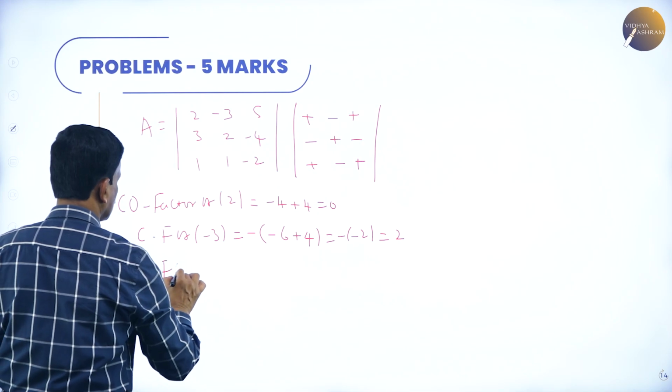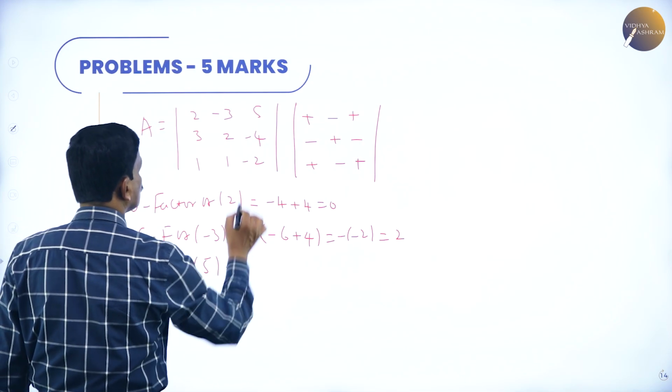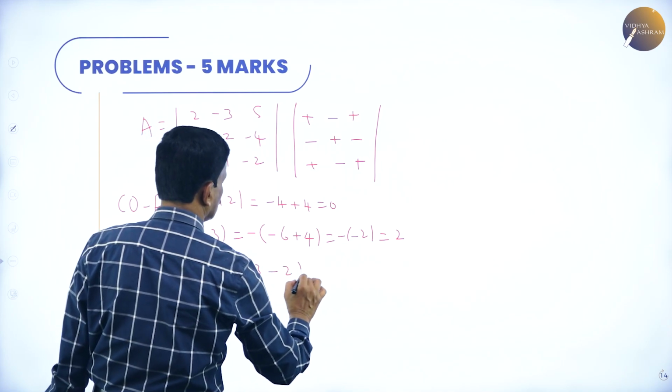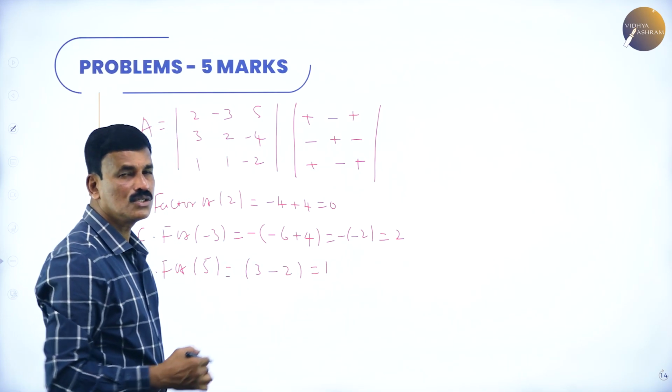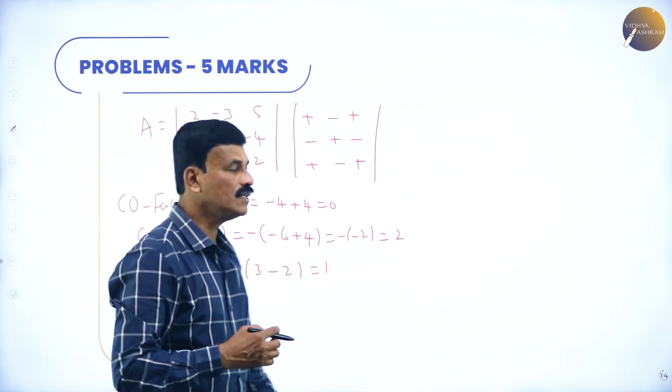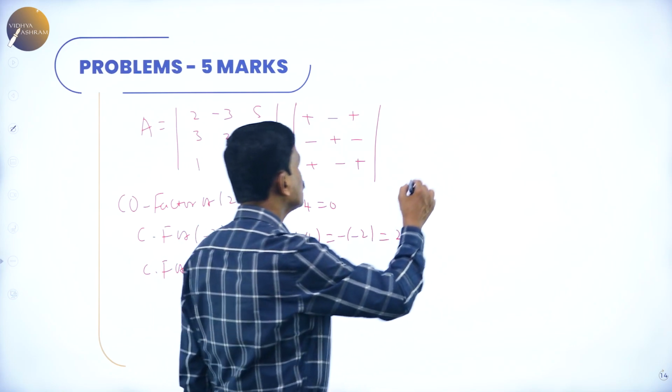And the cofactor of 5: this row and column is gone. 3 1s are 3, minus 2. That's equal to 1. That's it. 0, 2 and 1 are the cofactors for the first row. Now, similarly, find out the cofactors for the second row.